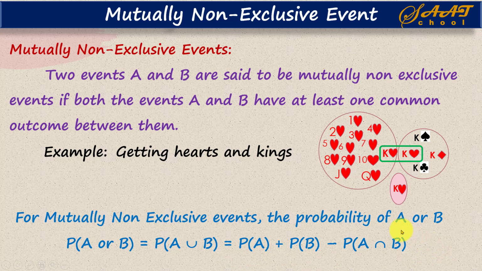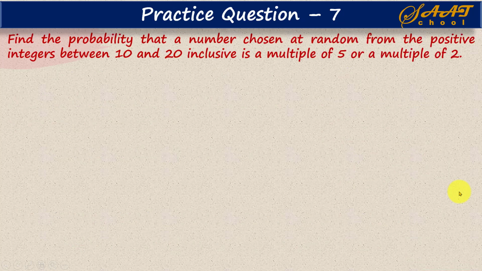Again, two events A and B are mutually non-exclusive if they have at least one common outcome. Here in this case, this is the king of hearts, which is present in both events. That's why they are mutually non-exclusive events. Now let's see one example related to mutually non-exclusive events.